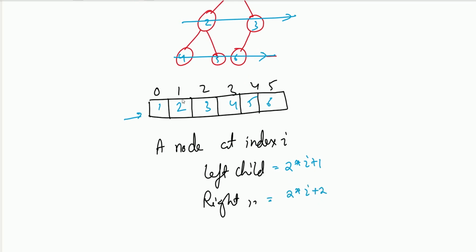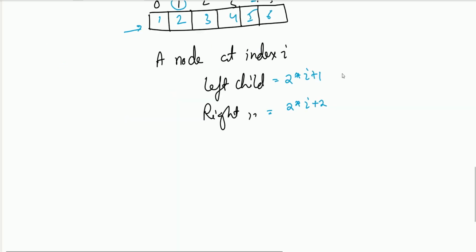Let's see. The left child of 2 is 4 and the right child is 5. 2 is at index 1. So the left child should be at index 2 into 1 plus 1, which is 3. So at index 3, there is 4, which is the left child of 2. And the right child of 2 should be at index 2 into 1 plus 2, which is 4. So at index 4, there is 5, which is the right child of 2. So the formulas are working. You can try this on a few other indices as well.